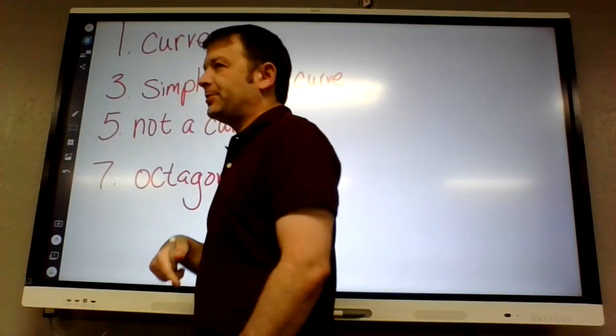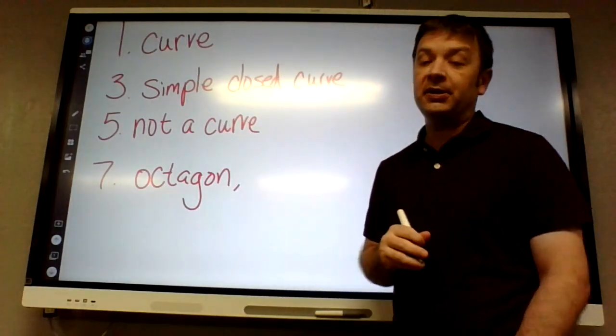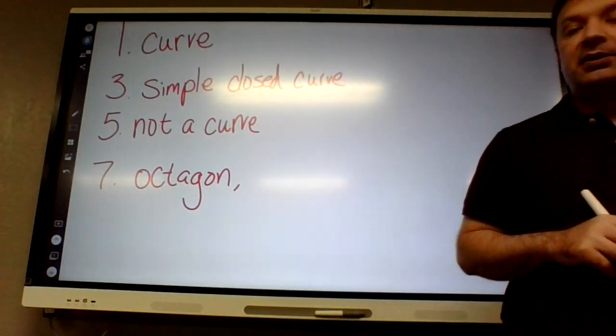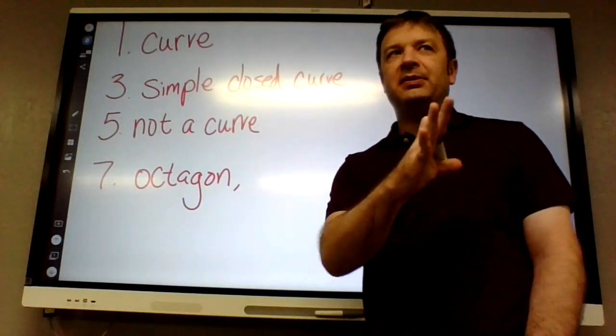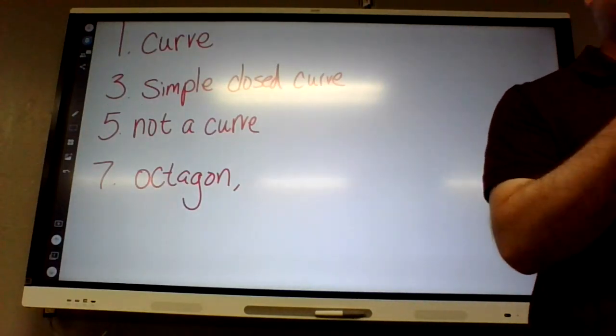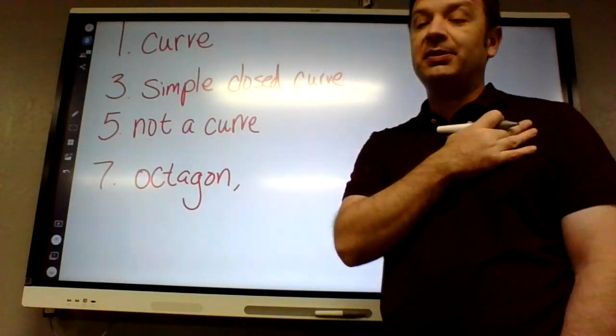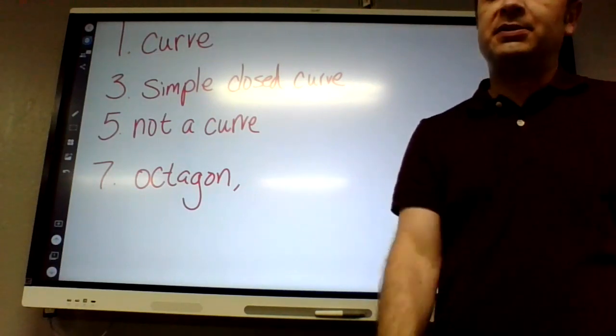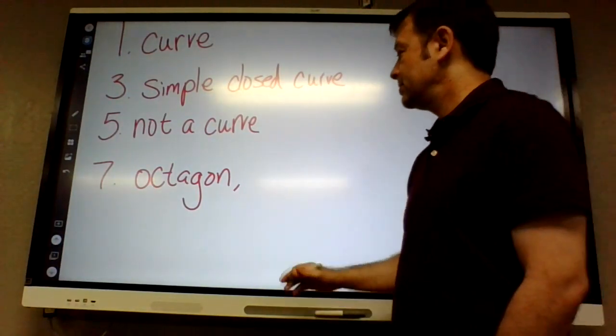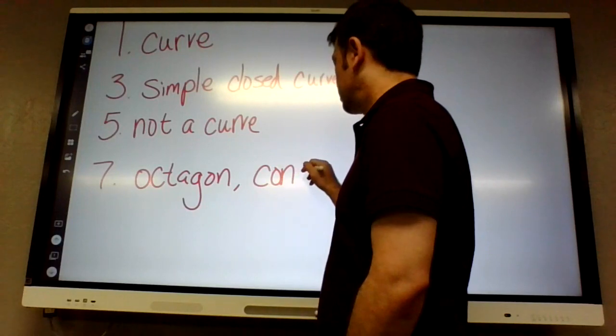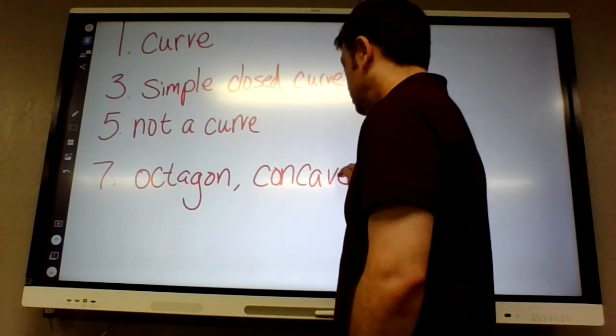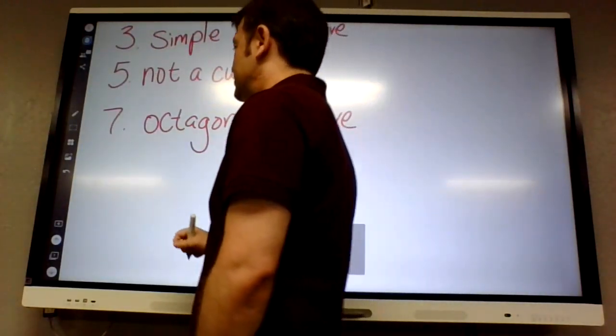Okay, and then if it's a polygon, they also want us to say if it's concave or convex. Concave means it has a cave. It has an indentation. Convex means it doesn't have a cave. So do you think 7 is concave or convex? Concave. You are correct. You guys have heard of concave lenses, convex lenses.